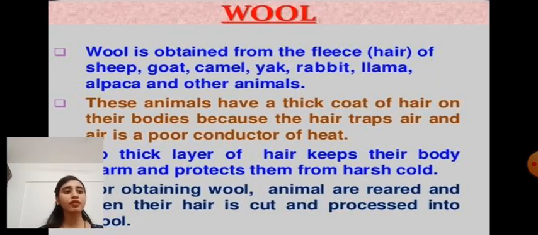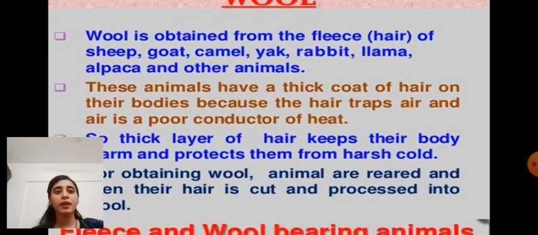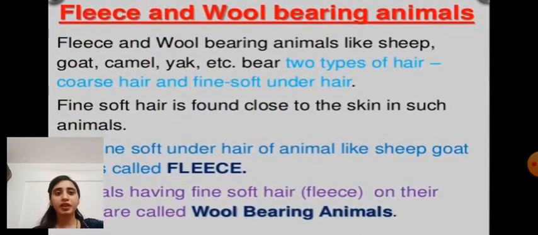So now we discuss one by one the process of obtaining wool. See, fleece or wool bearing animals, like you have learned about goat, camel, yak. These have coarse hairs and fine soft under hairs. And the soft under hair of animals like sheep and goat is called fleece.